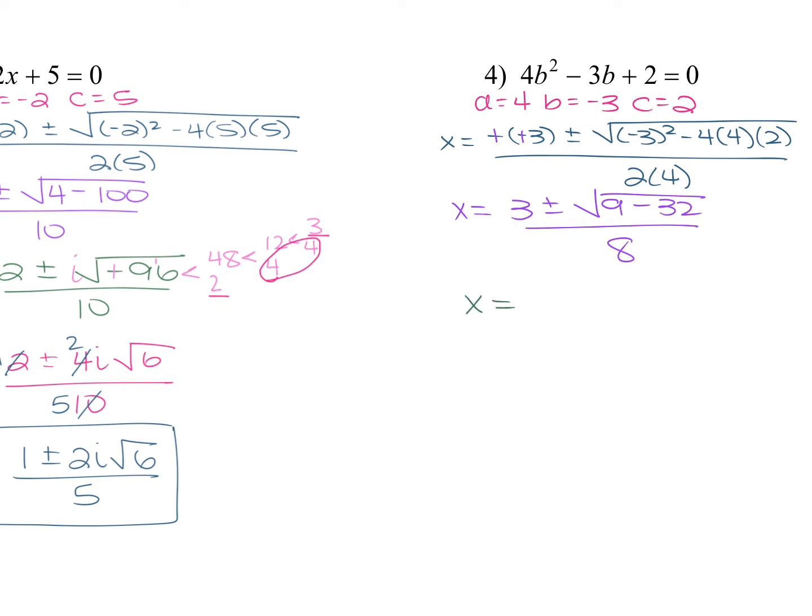You're going to get x is equal to 3 plus or minus the square root of a negative 23 all over 8. The only thing that you can do from here is simplify that negative underneath the radical because 23 is a prime number. So this gives you 3 plus or minus i square root 23 over 8.